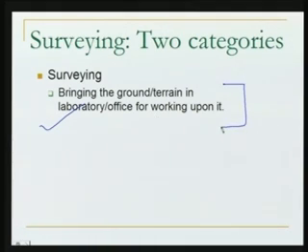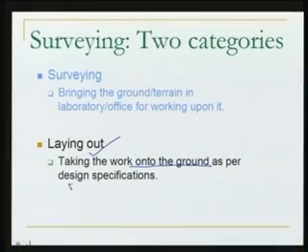Then the second part, you should be able to tell me what the second part is. I believe you can guess it. The map is in the laboratory, we work upon it, we plan a town on that, then this town is to be taken onto the ground. So that's the second part of surveying, and we give it the name laying out. So what is laying out? Taking the work onto the ground as per design specifications. So we have seen two types of surveying.